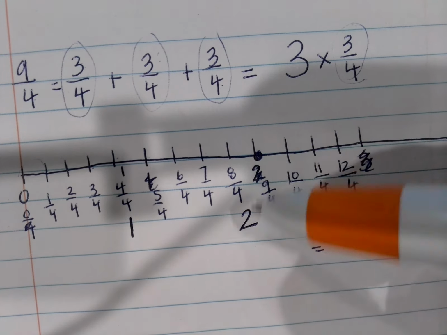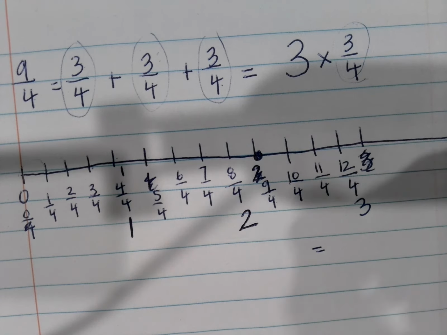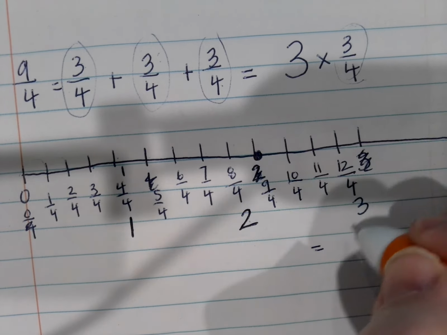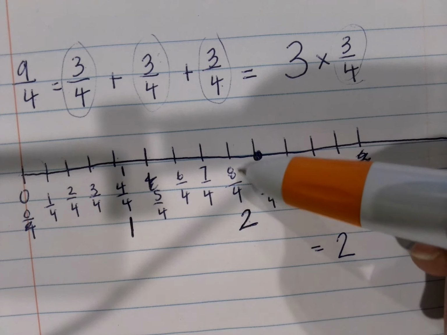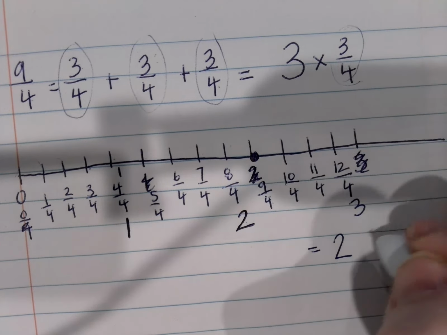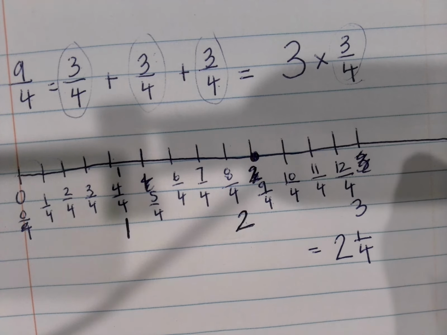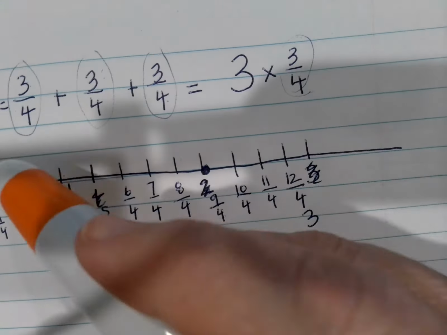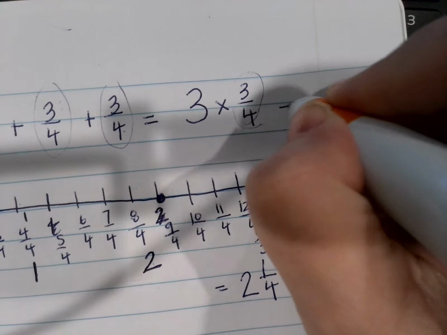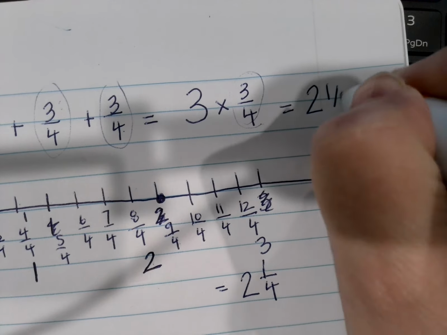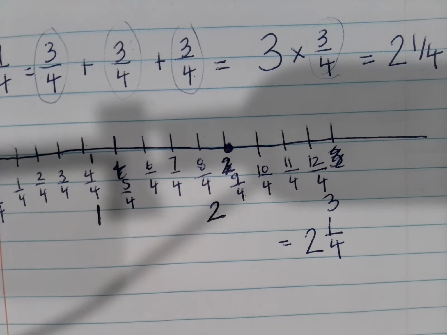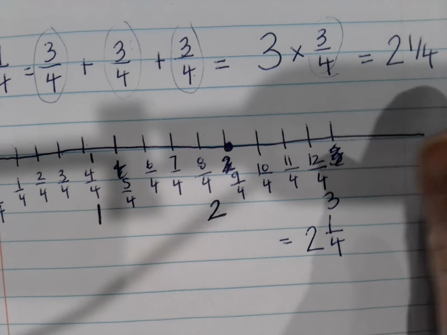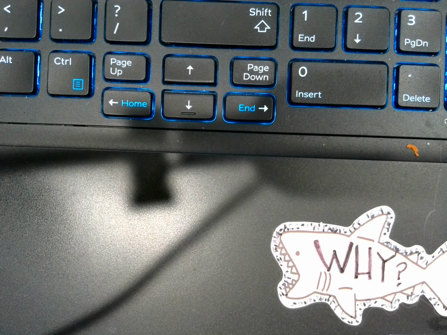Well, obviously it's 9/4, but you could also write it using a mixed number. So here's our whole, which is 2. And then 8 to 9 is just one more hop. So it's 2 1/4. So 9/4 equals 3 times 3/4, but that also equals 2 1/4. Okay, this is probably going to take some practice, and that's okay. Let's try another one.